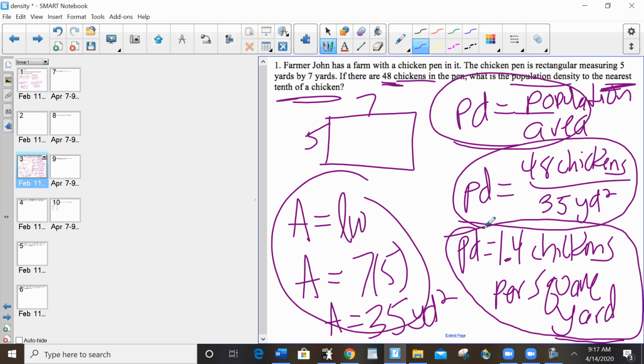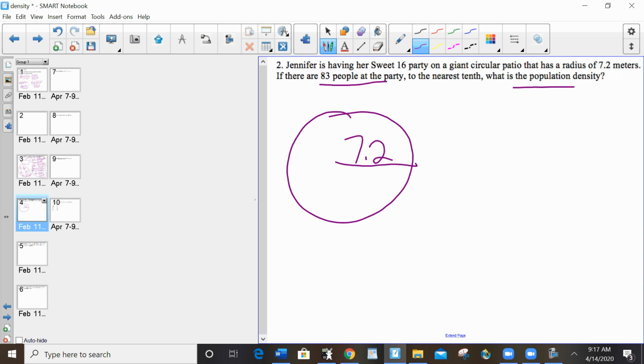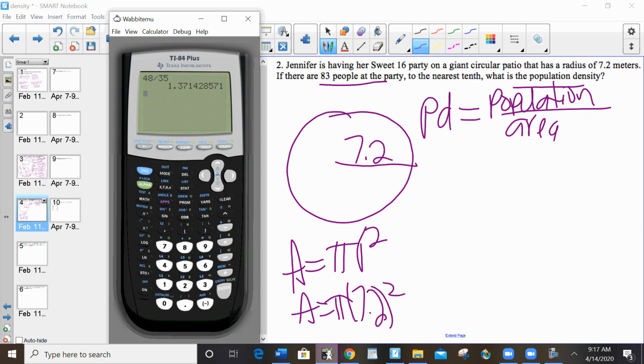We're going to do one more population density question together. Jennifer is having her Sweet 16 on a giant circular patio with a radius of 7.2 meters. There are 83 people at the party. What's the population density? Well, population density, PD equals P over A. Population density is population over area. So the area of a circle is on your reference sheet. It's pi r squared. So it's pi times 7.2 squared. I go to my calculator.